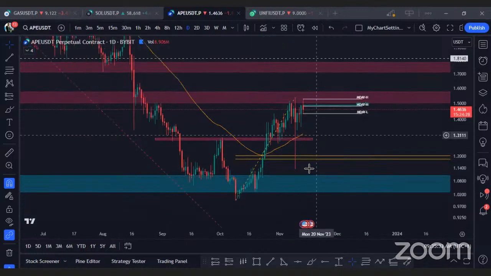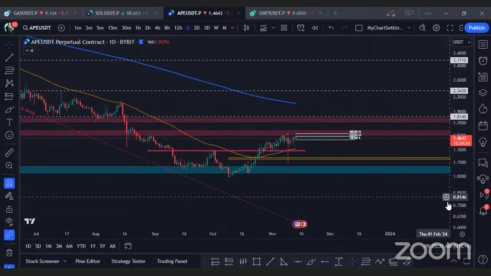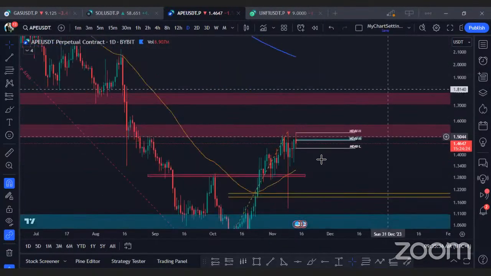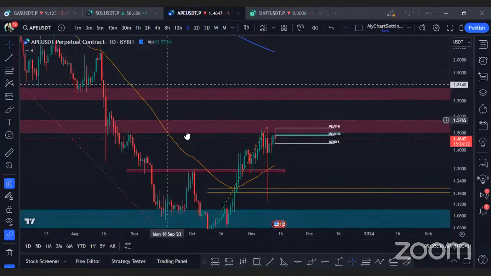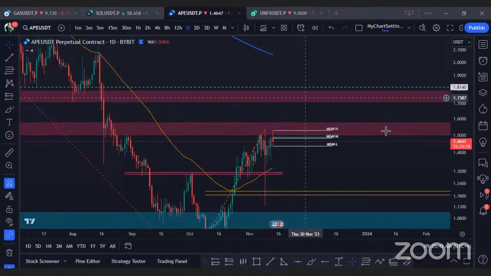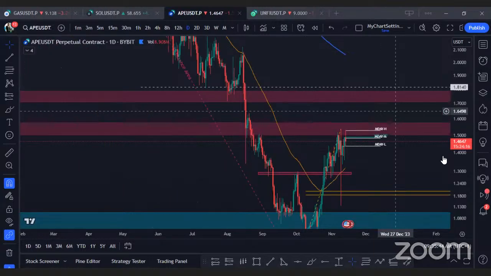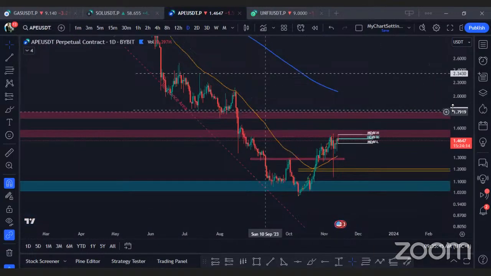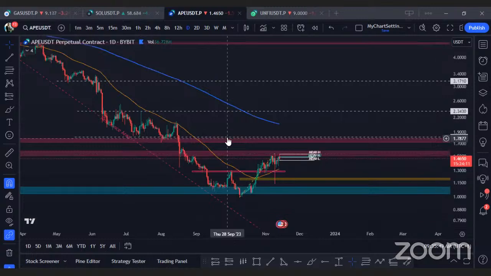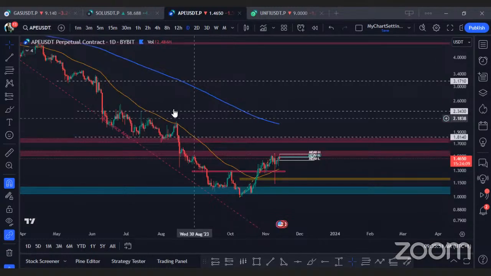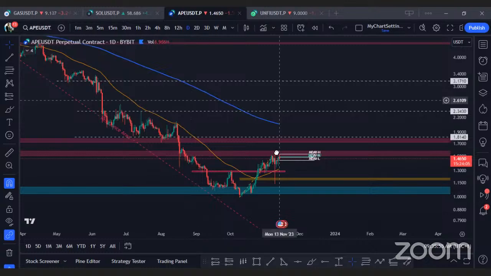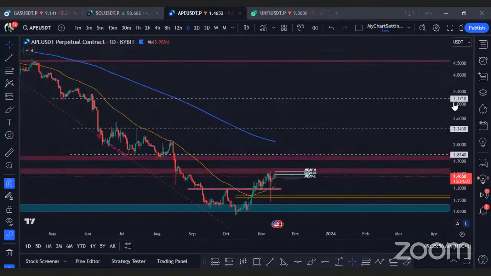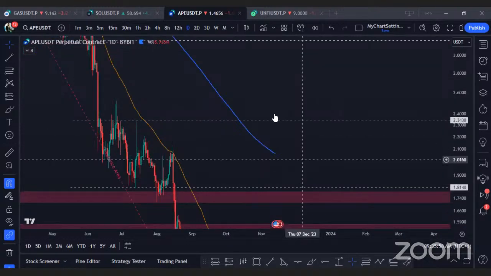Okay, so what are we looking at for APE? We do have a resistance here, right? If we break this level, we go to that next level and then we continue that up. Remember, when we're looking at this initially, there are areas that are actually mapped out. One of those areas is at 1.8. We have another one there at 2.3, and another one up there at 3.1. Those are the different levels that we're looking at for APE.